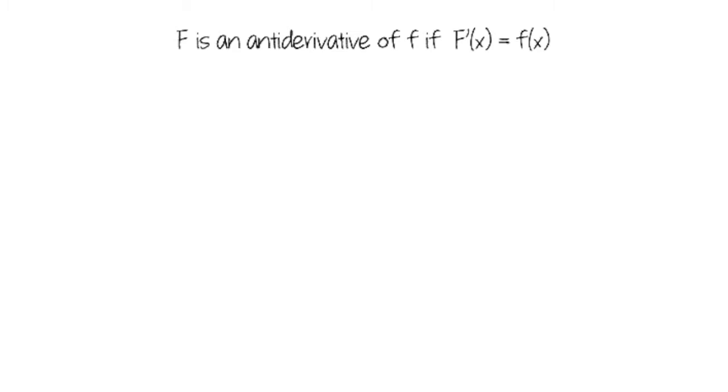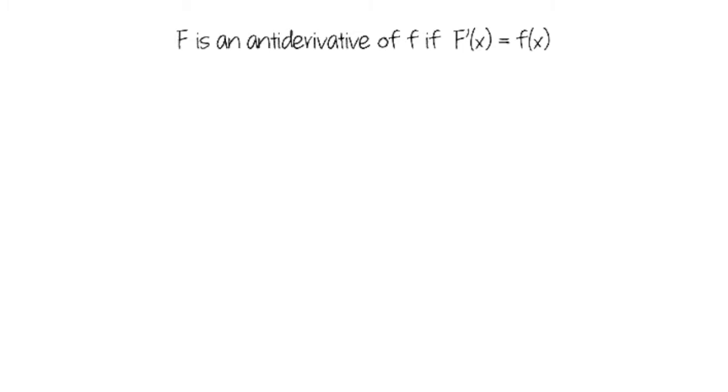Now that we looked at the idea of a new function called an accumulation function, I'll show you how to use accumulation functions to construct antiderivatives. First, let's remind ourselves of what an antiderivative is. If you have a function, little f, then big F is an antiderivative of little f if the derivative of big F is equal to little f.